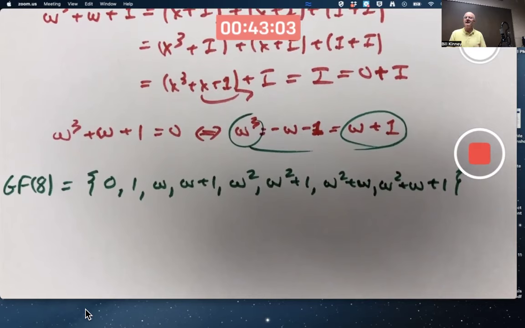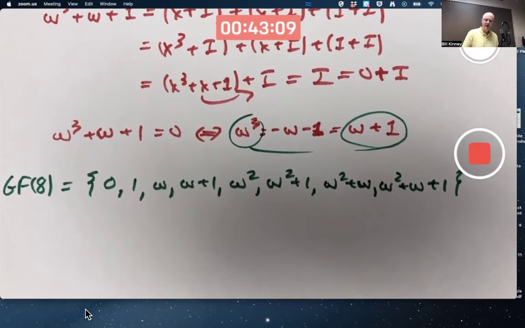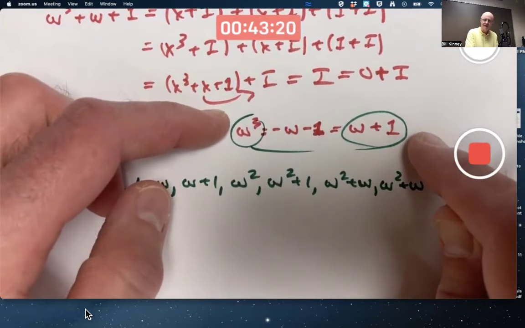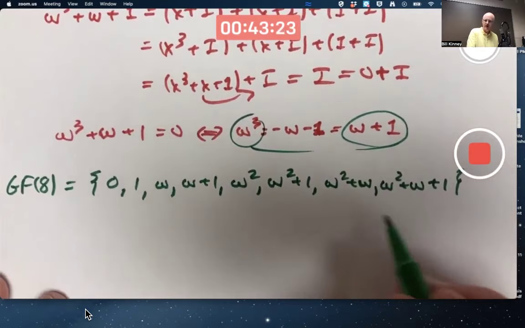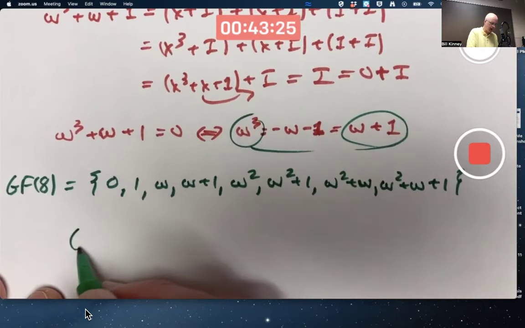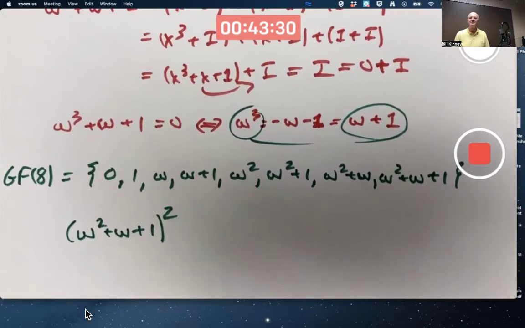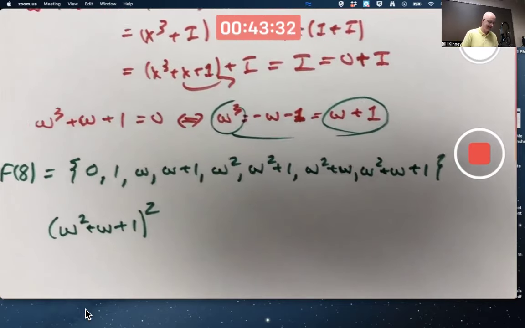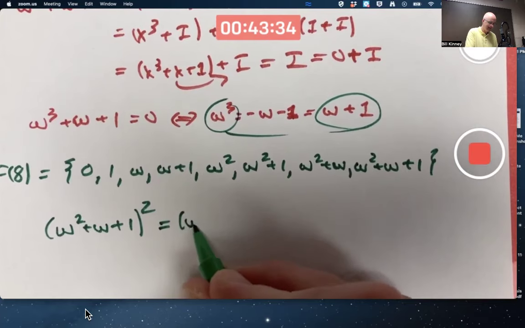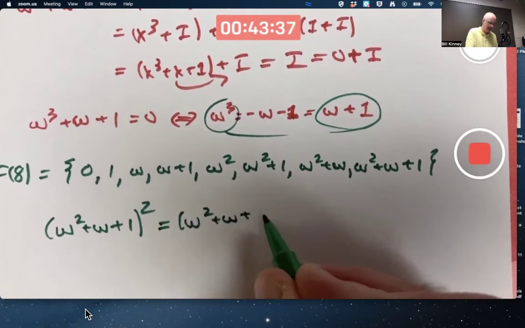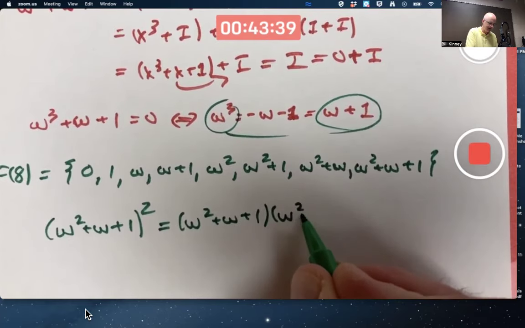That is one way to think of this field. And when you multiply elements in this field to, for example, create the multiplication table for the group of non-zero elements, you want to use this key equation. Let's do what looks like it might be the hardest one. Let's, for example, square omega squared plus omega plus 1. If I square that, what do I get? So I'm multiplying omega squared plus omega plus 1 times itself.